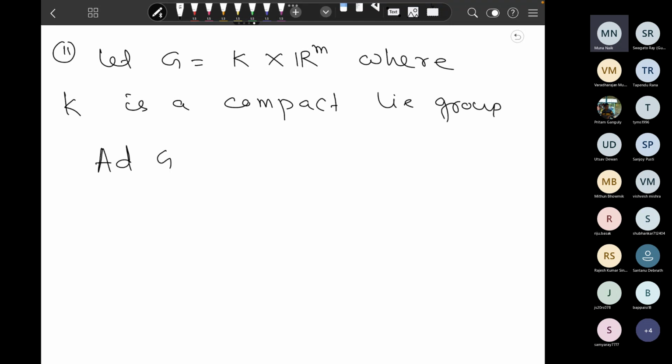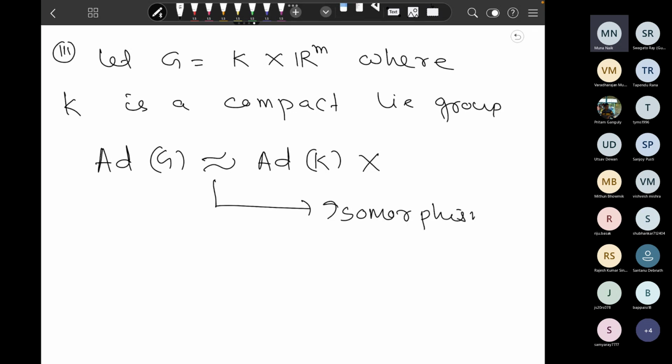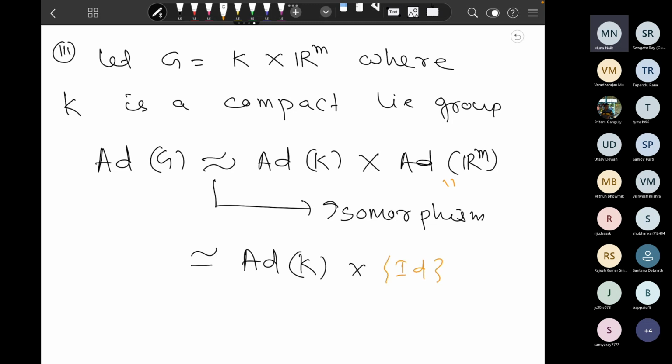Then if you look at this Rg, this is really Rk. This is an isomorphism. This is RK and RRM, and this RRM is really the identity, right? Because RM is an abelian Lie group, so this is really the identity. So this is isomorphic to this RK, and this is compact.